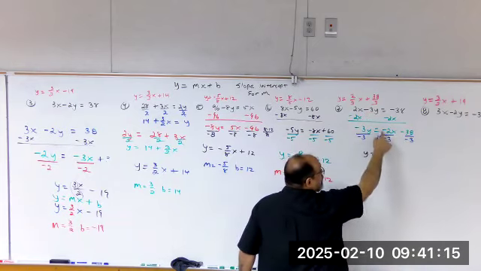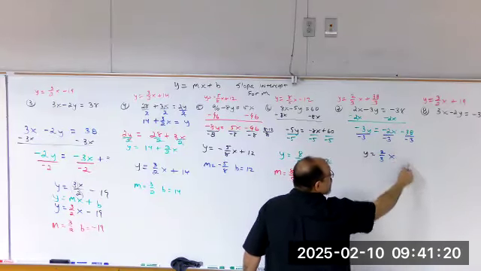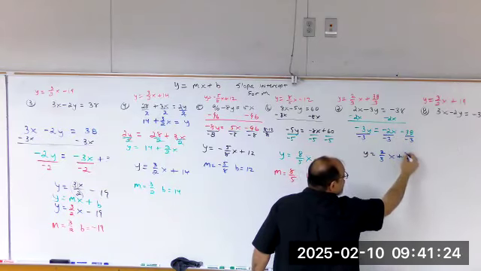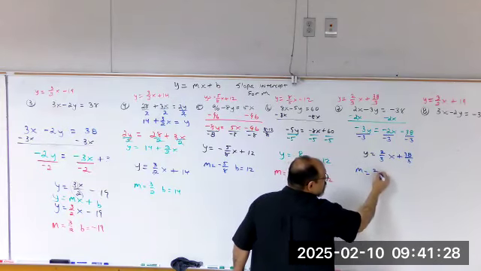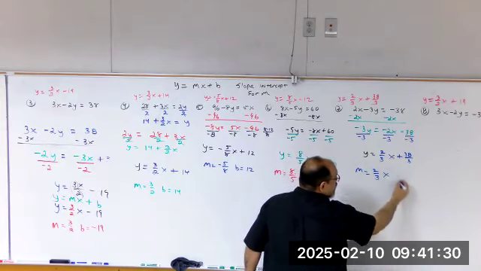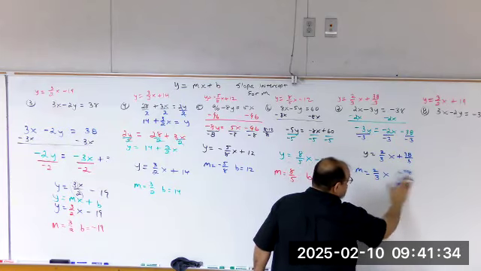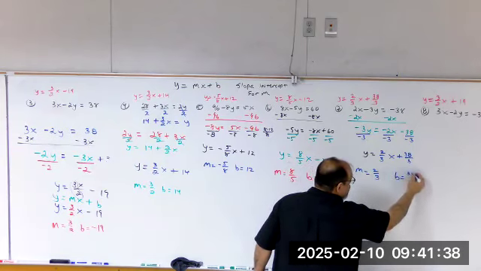Negative over a negative, that's a positive, and we're left with 2/3 times x. A negative over a negative, that's a positive, 38/3. So the slope here is 2/3 times x, and then plus 38/3. The y-intercept is 38/3.